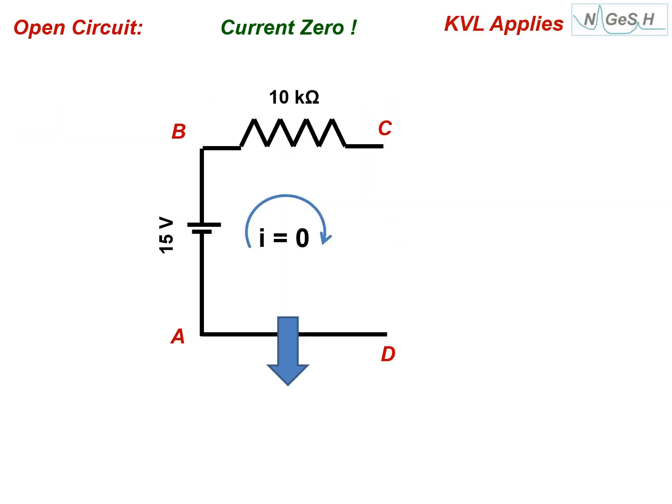Now we have a simple open circuit as an example here: a 15 volt battery, 10 kilo ohm resistance, and open terminals. No current flows through the open circuit, so I equals 0. And even in the open circuit, Kirchhoff's voltage law is applicable. If you start from here, the algebraic sum of all voltages must be equal to 0. So 15 minus, here actually there is no voltage because I equals 0, no voltage drop, and minus VCD equals 0. That's what the terminal voltage is. VCD will be 15 volts.